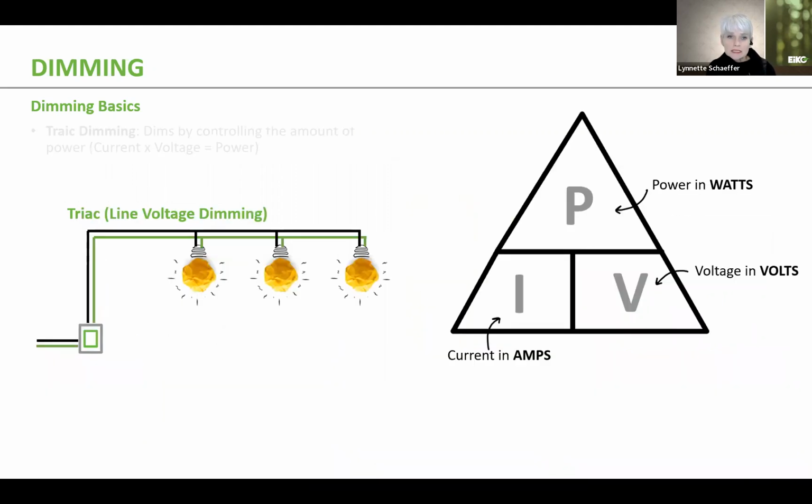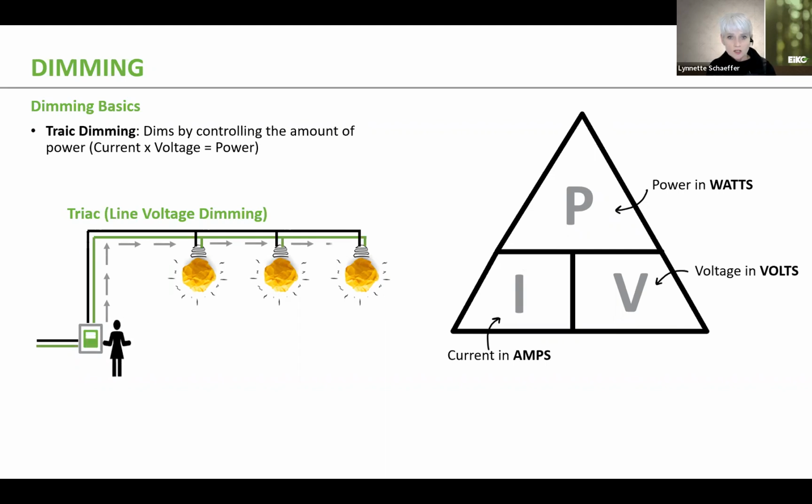Now, in a basic line voltage scenario, which we usually refer to as triac dimming, the ability to increase or decrease the light level happens by controlling the power to the light source. So the lower the power, obviously, the lower the light level. Together, voltage, which is the electric force, and current, which is the flow measured in amps, gives you electrical power. The bigger the voltage, the bigger the current, which means more power.